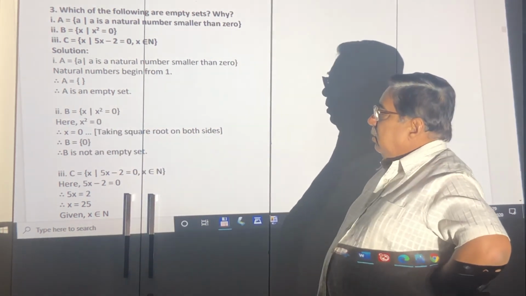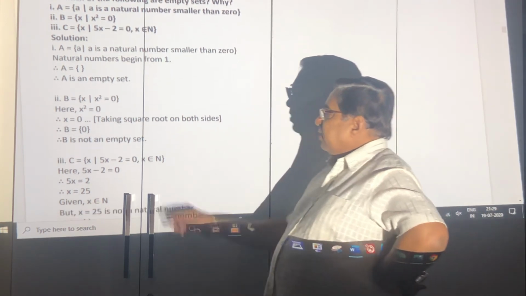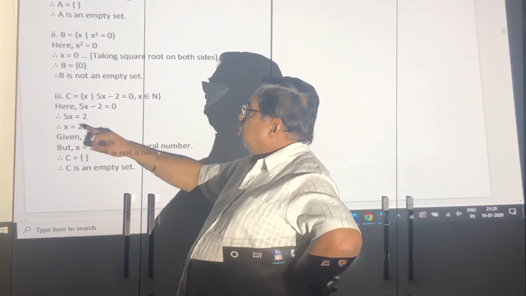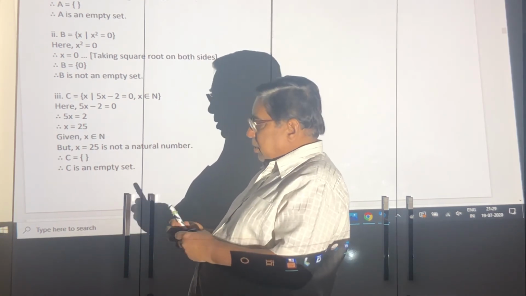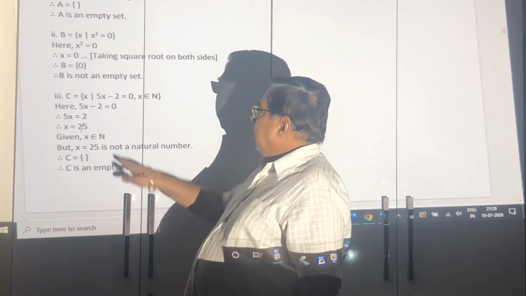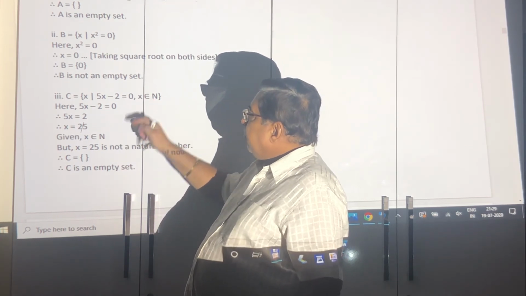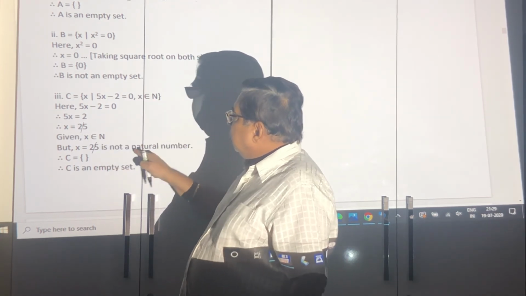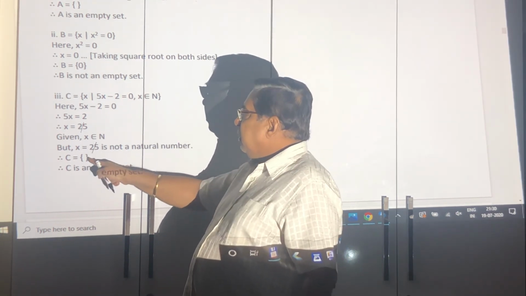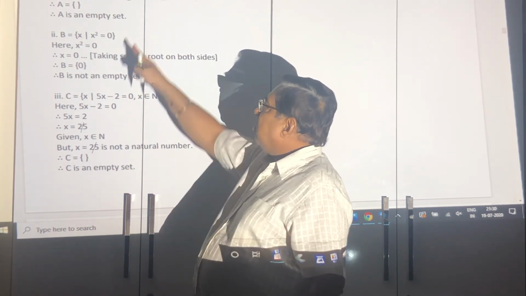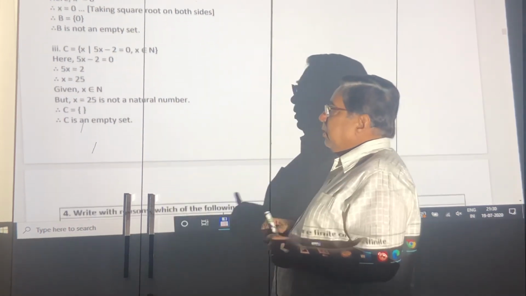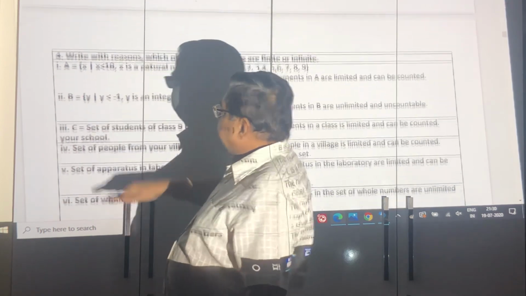Now, third, x such that 5x minus 2 is equal to 0. 5x is equal to 2, x is equal to 2 upon 5. But x belongs to natural numbers. 2 upon 5 is not a natural number. A fraction is not a natural number. Therefore, C is an empty set. So, empty, not empty, empty. This is how we have to do it in the exam. Okay? Let's see next.